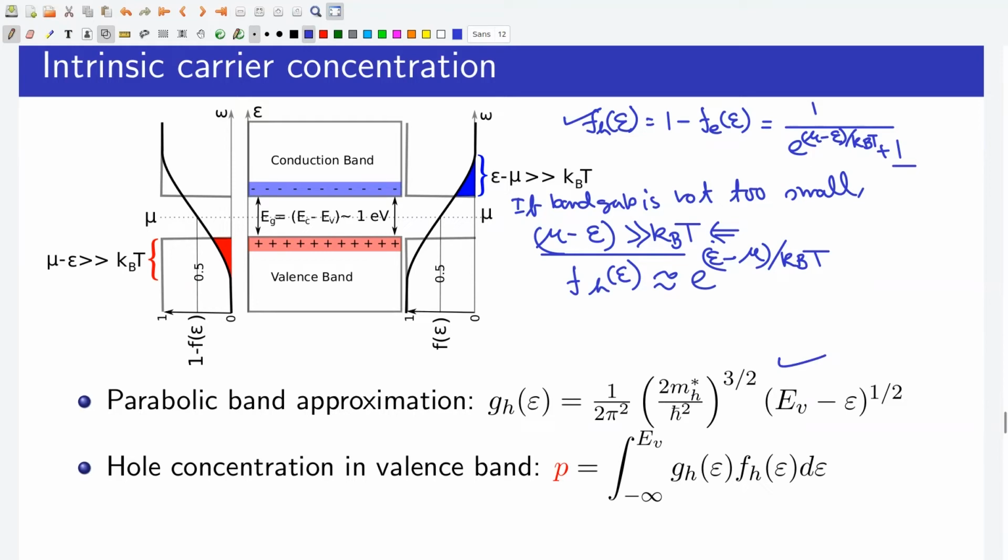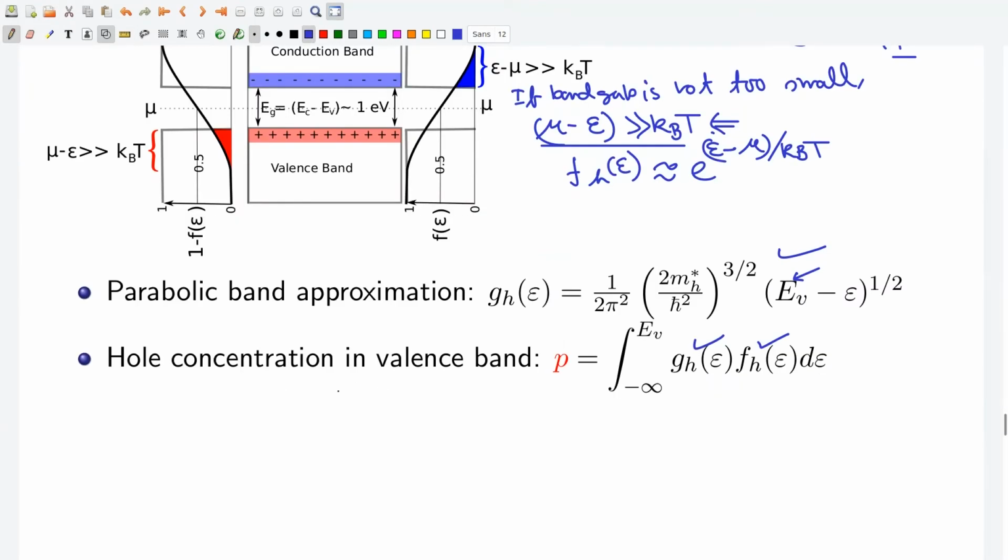where m_h star is the effective mass of holes and EV is the energy at the valence band edge. The hole concentration in the valence band at some finite temperature is given by the integral of density of states times the Fermi function for holes. This integral is equal to the area under the red shaded region.